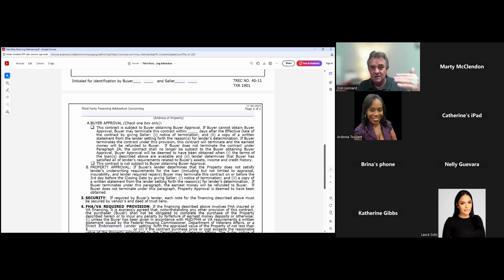The first three, character, capacity, capital, have to do with what we call buyer approval. That is, how much can the buyer be qualified for based on them. The property approval has to do with the collateral. So the property is plan B for the lender.